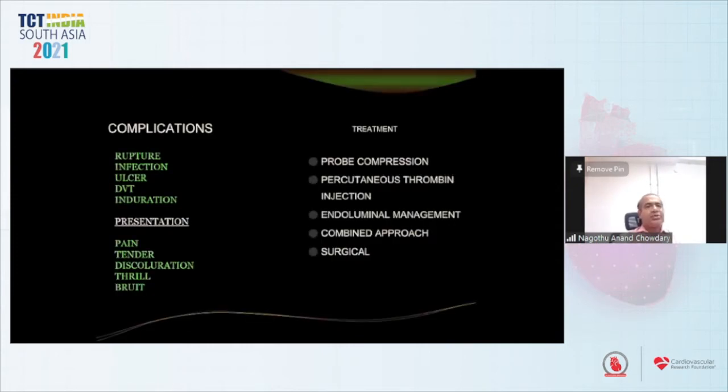Now, coming to the complications of these pseudoaneurysms. When they grow abnormally large in size and go unnoticed, they can rupture, they can cause infection, and they can sometimes ulcerate. These chronic, long-standing pseudoaneurysms can also cause ulcers and get thrombosed. This thrombus or the dilatation can cause compression on the adjacent vein and can also lead to DVT. The patient usually presents with pain, tenderness, swelling, discoloration, bruit, and thrill.